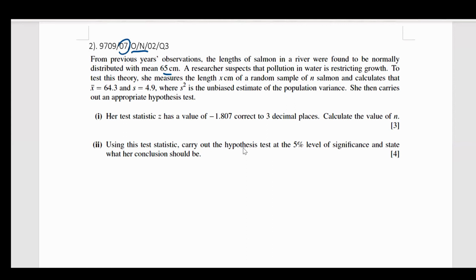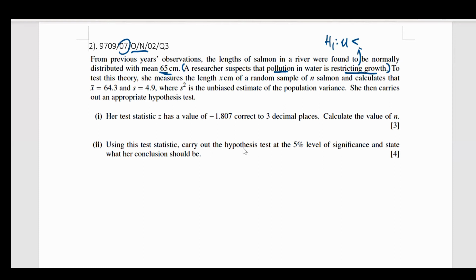Okay, so can you see? It used to be the mean of the fish, the salmon fish, to be 65 cm. But the researcher finds that maybe due to the pollution, it is restricting growth. Restricting growth, isn't it, means less than? Right? So this is also a question about a left tail test.